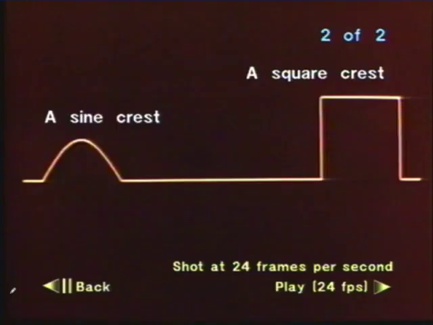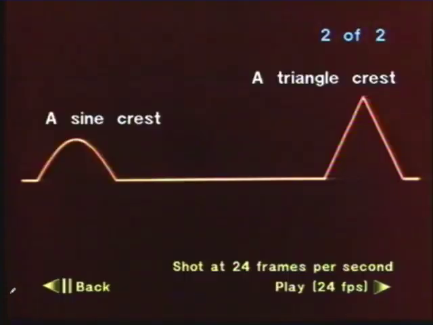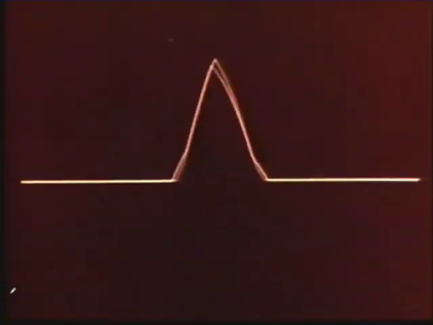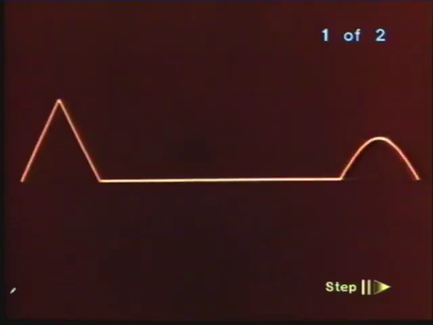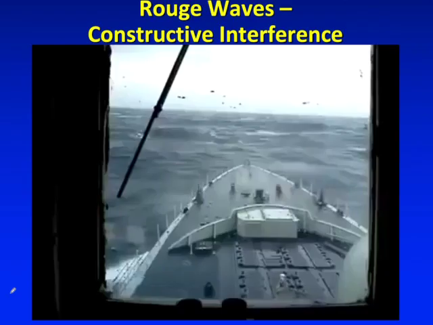They go straight through each other, but for a brief instant they cancel out. What happens when a sine crest meets a square crest? Now we're getting to some more unusual waves. A sine wave and a square trough. What happens when a sine crest meets a triangle crest? And yes, you can have a triangle wave. What happens when a sine crest meets a triangle trough? So yeah, you've seen some pretty strange ones here.